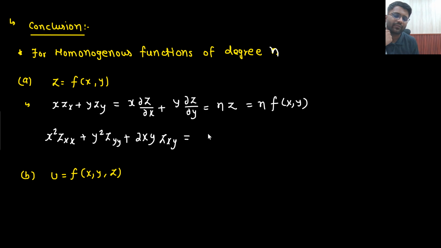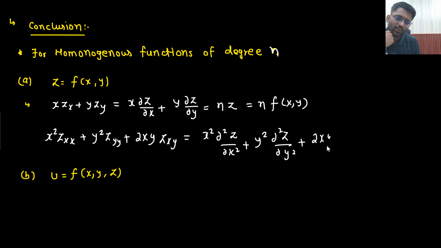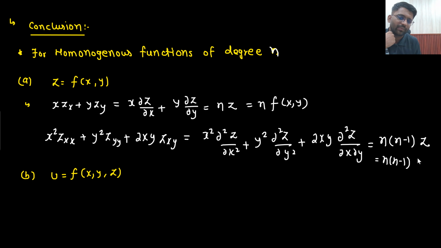Both of the forms you should be comfortable with. What is the other form? Del square z by del x square plus y square del square z by del y square plus 2xy del square z by del x del y. What will be the answer? n into n minus 1 into z, or you can write it in this manner, n into n minus 1 into f of x comma y. There you go, this is the answer.